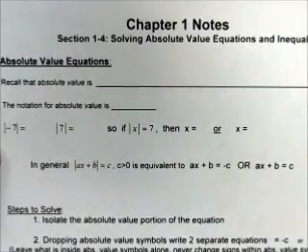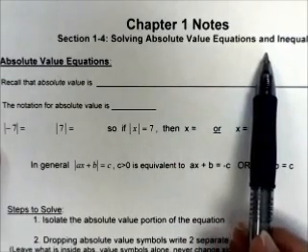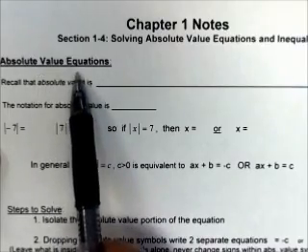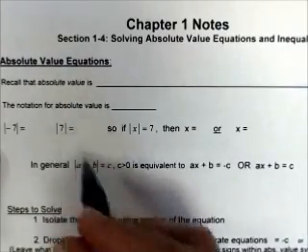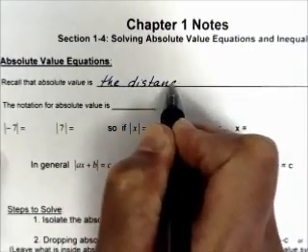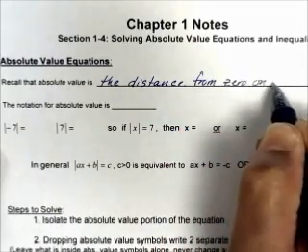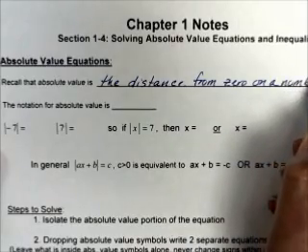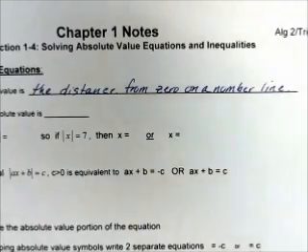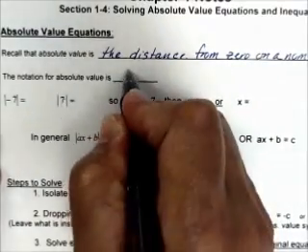Today we're starting our Chapter 1 notes, looking at Section 1-4, solving absolute value equations and inequalities. Today we're actually going to be solving absolute value equations. Recall that absolute value is the distance from 0 on a number line. The notation for absolute value is 2 vertical bars.